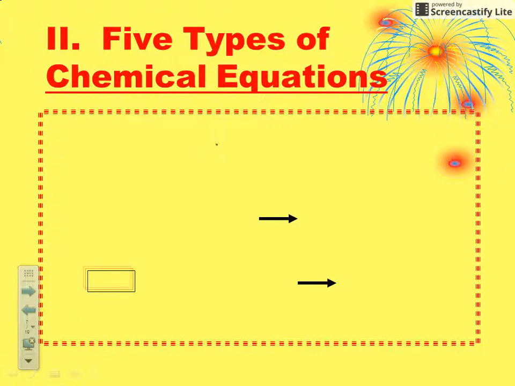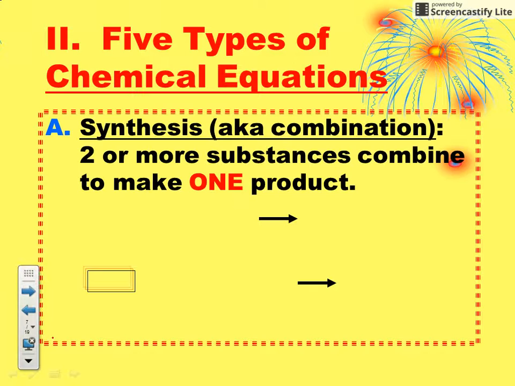There are 5 types of chemical reactions, and so we're going to look at those 5 types of chemical reactions and specifically what their chemical equations would look like so that you can recognize them. So let's get right into the lesson.